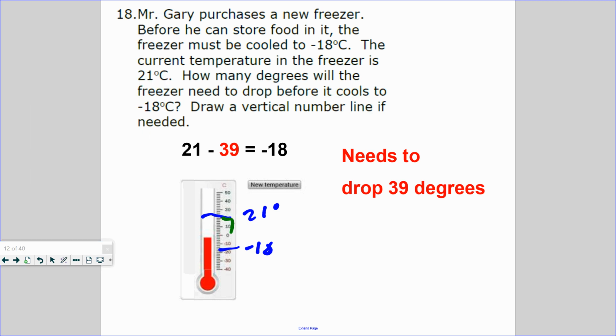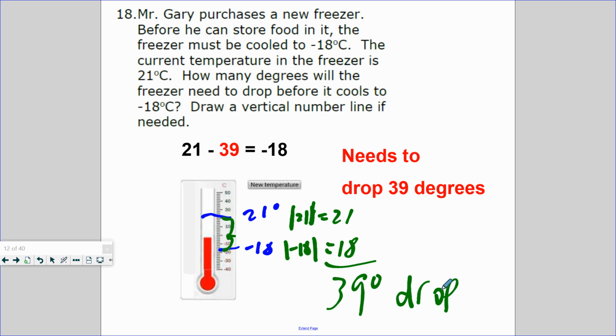So 21 to 0 is 21 away. How far is -18 to 0? 18 degrees. So it needs to drop 39 degrees. If you wrote it as the integer, it could be -39. If you wrote it in word form, it needs to drop 39 degrees.